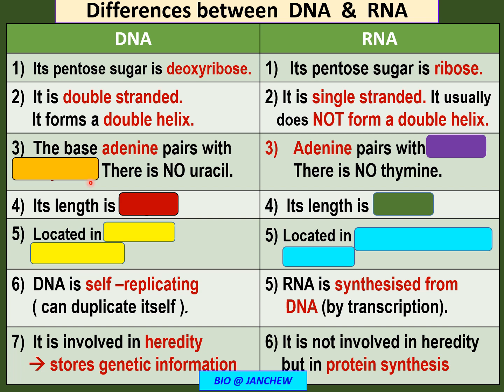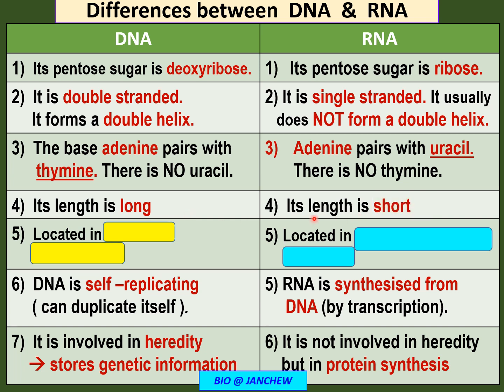The base adenine in DNA pairs with the base thymine. There's no uracil. But in RNA, the base adenine pairs with uracil, and there's no thymine. DNA, its length is longer or shorter? Yes, longer. And for RNA, its length is shorter.